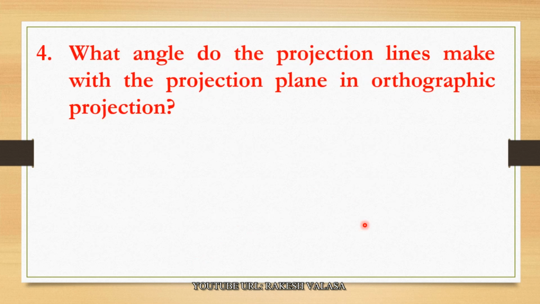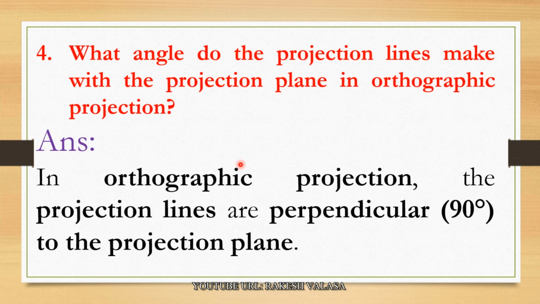Question number 4. What angle do the projection lines make with the projection plane in orthographic projection? The answer is, in orthographic projection, the projection lines are perpendicular to the projection plane. So the answer is 90 degrees, or perpendicular lines.